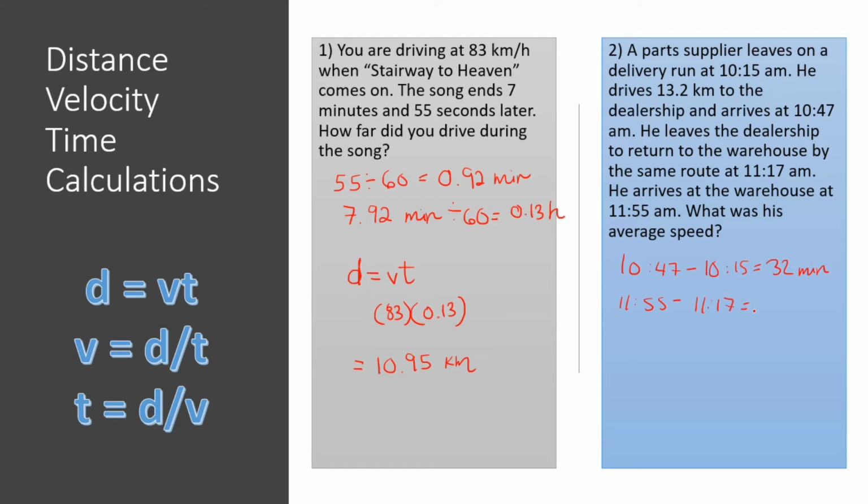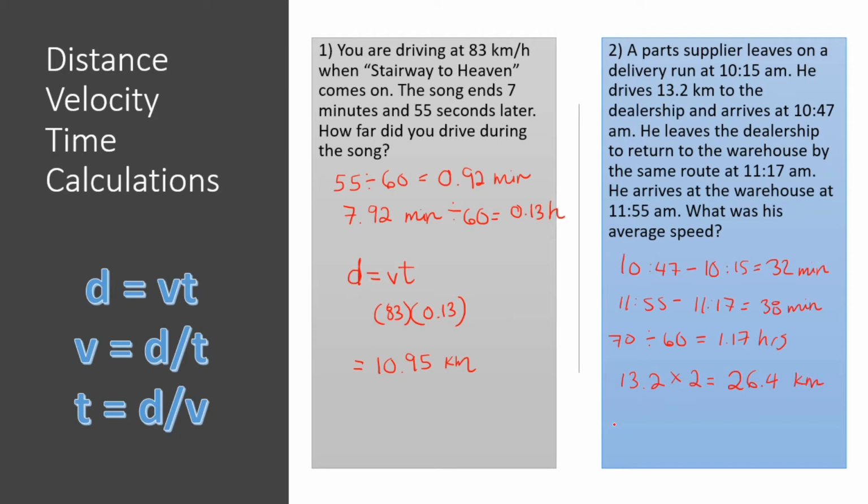And that should be 38 minutes. Okay. So our total time is 70 minutes, which when I divide it by 60 to get hours should give me 1.17-ish hours. Good. Okay, so now let's look at our distance. We drove 13.2 kilometers, and we drove back the same way, which means that's another 13.2. So if we multiply those by 2 or add them, we're going to get 26.4 kilometers.